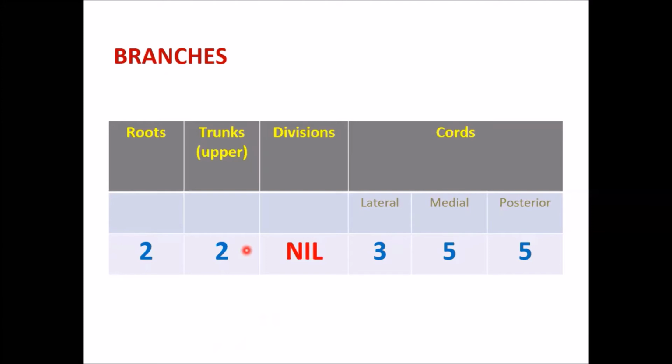Then, branches of the brachial plexus. There are 2 branches coming from the roots. There are 2 branches coming from the trunks, and only the upper trunk gives branches. There are no branches of the middle and lower trunk. There are no branches coming from the divisions, and 3 branches from the lateral chord, 5 branches from the medial, and 5 branches from the posterior chord.